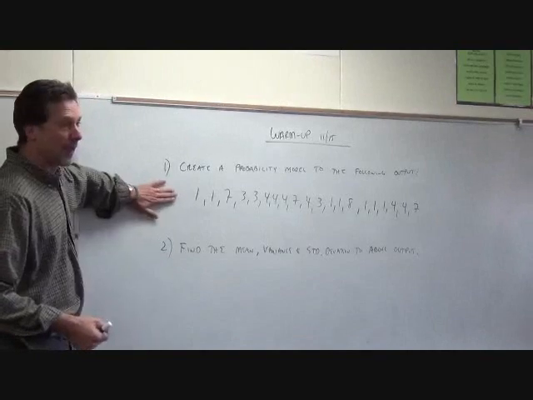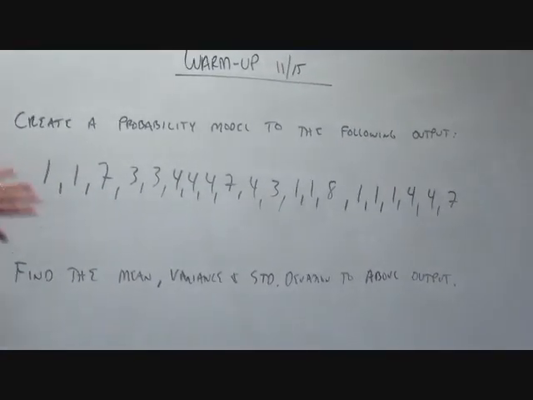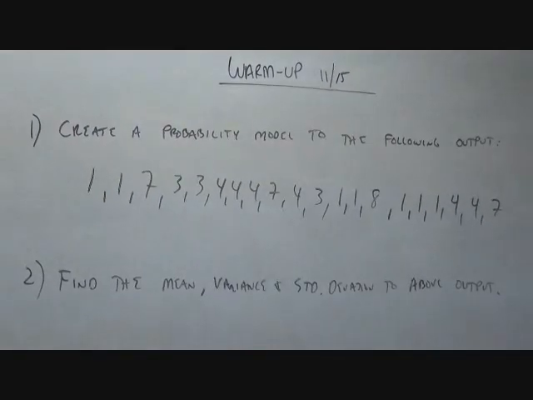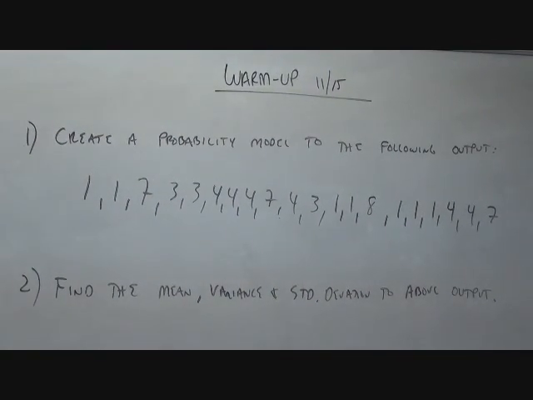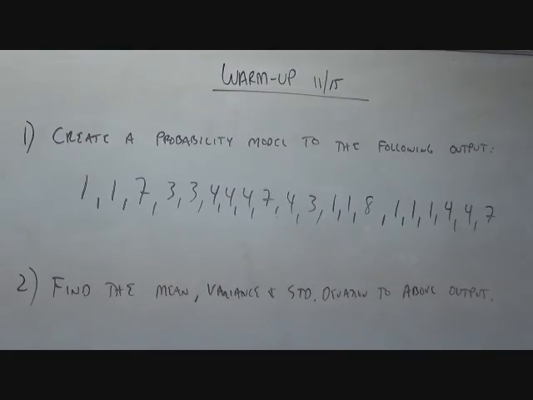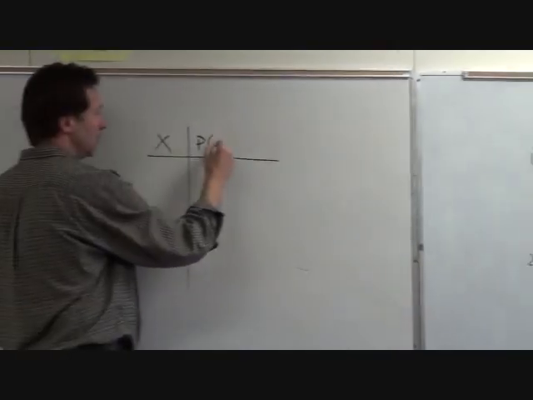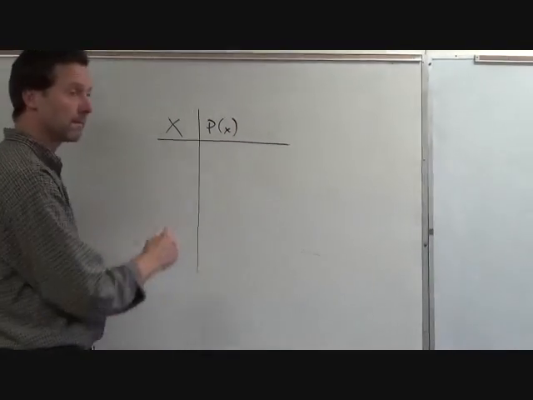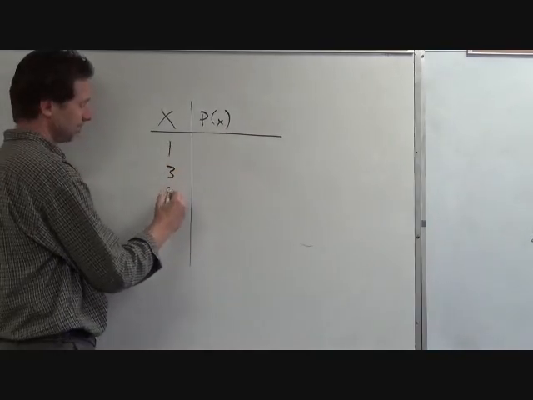All right, Dalton, stop copying notes, we're doing this now. For the warm-up, I asked you to take these numbers and create a probability model from these numbers. What does yours look like? X and gives. Yeah, we find the probability of it. Okay, so what were the... 1, 3, 4, 7, 8.